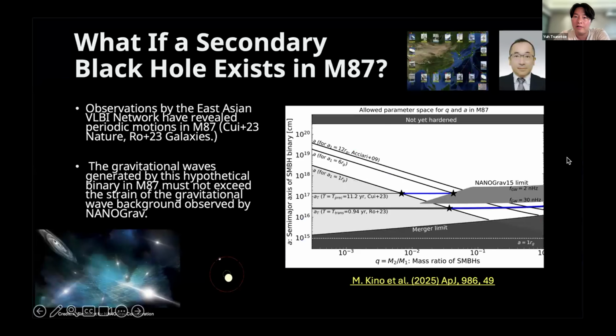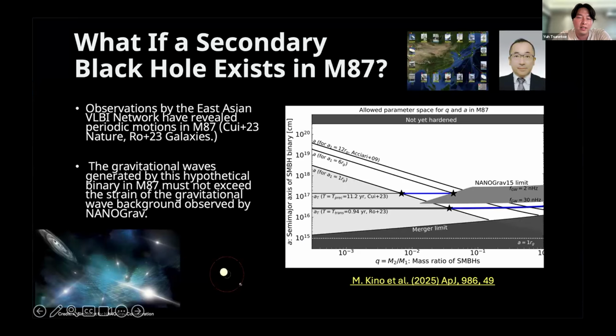And finally, recent East Asian VLBI Network observations have suggested periodic motion in the M87 jet, which could hint at a hypothetical secondary black hole. If such a binary system exists, the gravitational waves it produces must stay below the background detected by pulsar timing arrays.